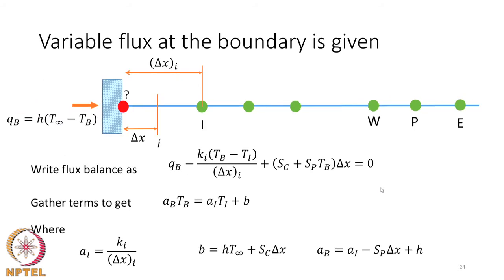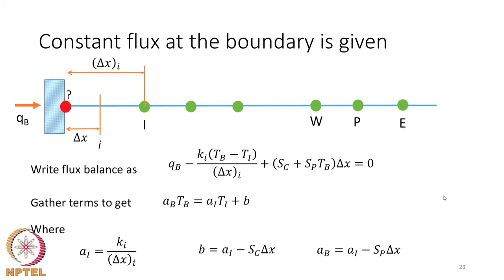In situations where the flux at the boundary is given as a variable with respect to the boundary temperature, for example, convective heat loss or heat gain, then you would have an expression that is a little bit more involved, and you could write the flux balance as follows. You could write it in this manner, and the moment you substitute the expression for Qb into this flux balance, you would see that the coefficients have changed their form.